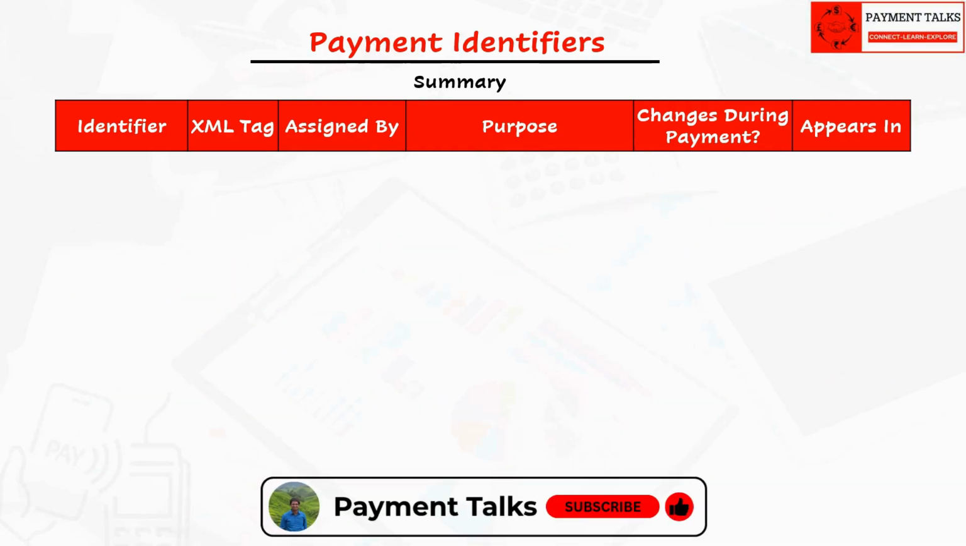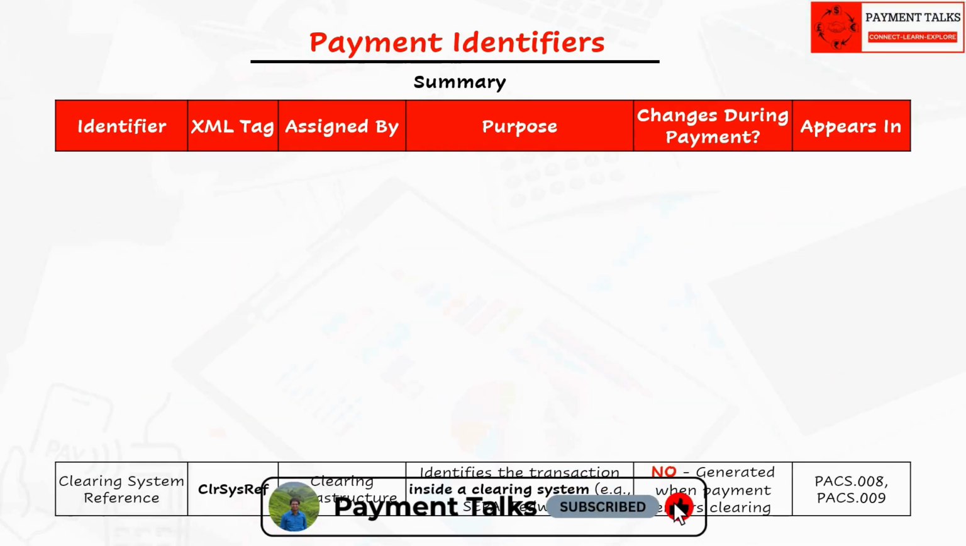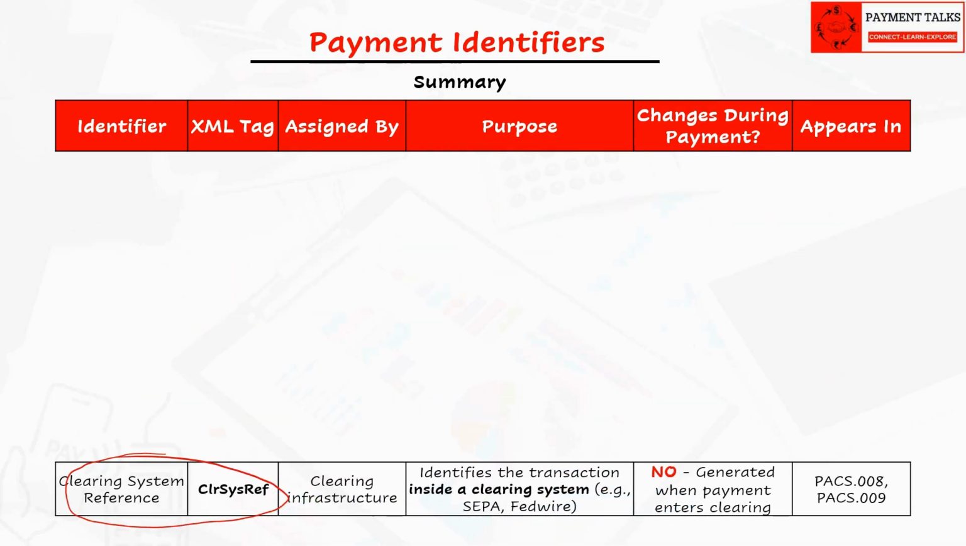The next identifier is clearing system reference. What it is: the reference assigned by the clearing infrastructure itself when the payment enters the clearing system. It identifies the transaction within the scope of that specific clearing system, such as SEPA, Fedwire or Target2. Who creates it? The clearing infrastructure. Not a bank, not a corporate. This identifier is owned entirely by the clearing system.